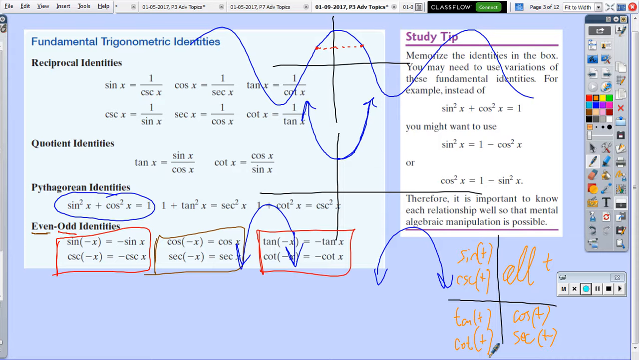If you look at here, the cosine of negative x. The cosine of negative 45, according to this identity, is the same thing as cosine of positive 45. Let's see if that's true. The cosine of negative 45, is that going to be a positive or negative value? It's going to be positive.